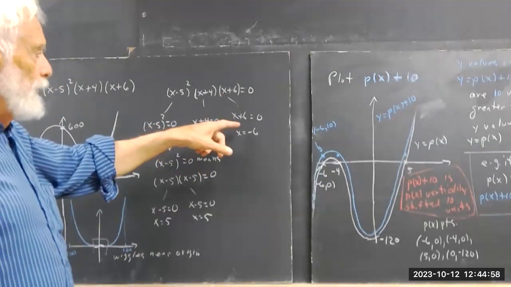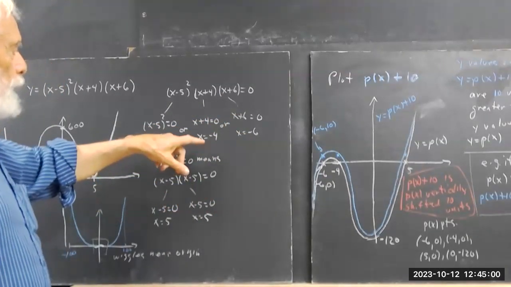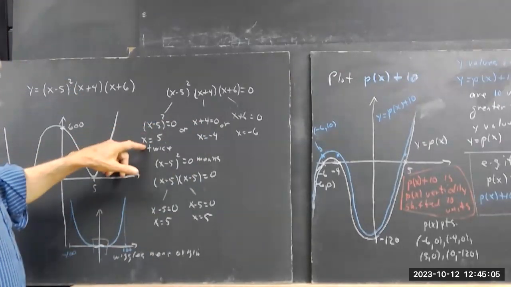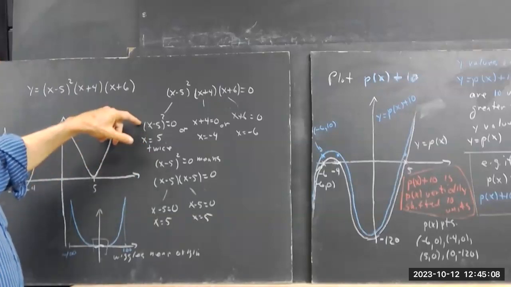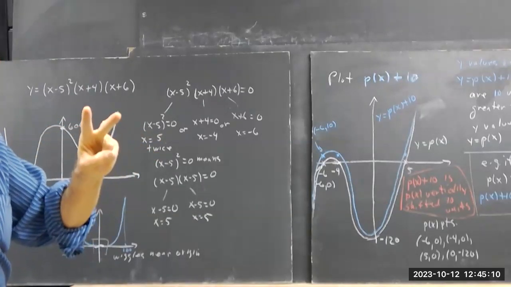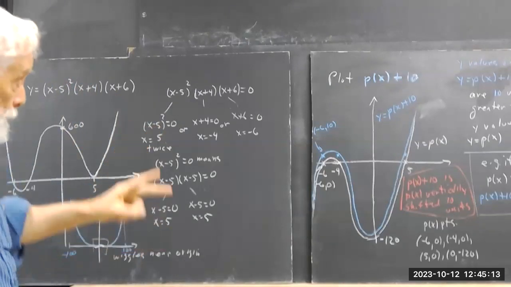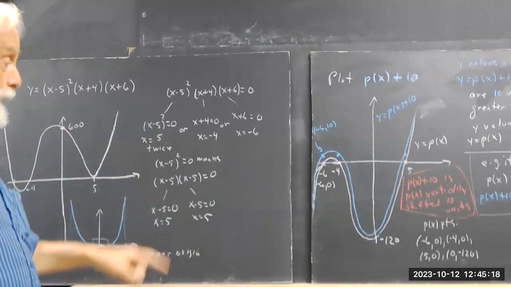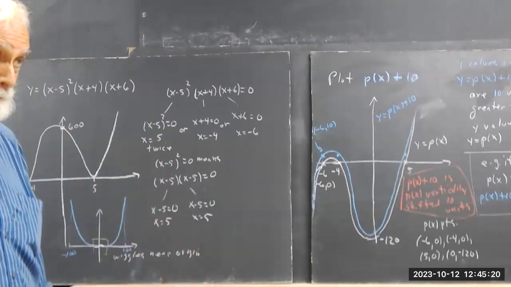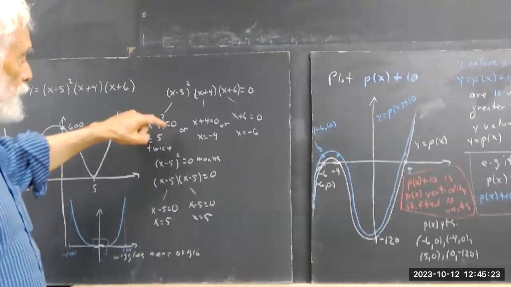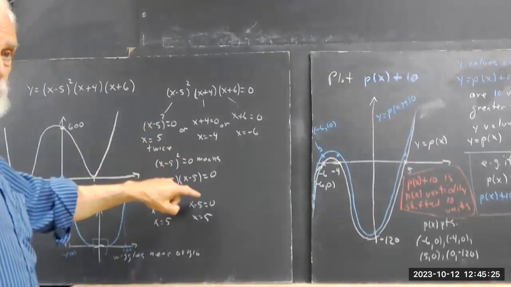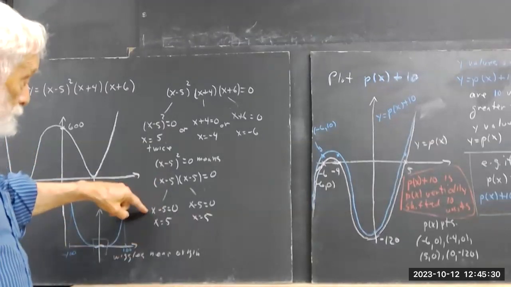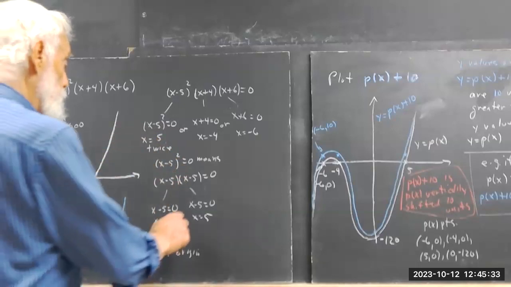Now, if x equals negative 6, x plus 6 is zero. If x equals negative 4, x plus 4 is zero. If x equals 5, this is zero twice. Why is it zero twice? Well, it's pretty easy to see that. What does x minus 5 squared mean? It means x minus 5 times x minus 5. So the equation x minus 5 squared equals 0 means x minus 5 times x minus 5 equals 0, which means that x minus 5 equals 0, or x minus 5 equals 0.